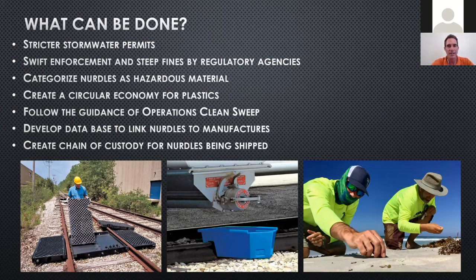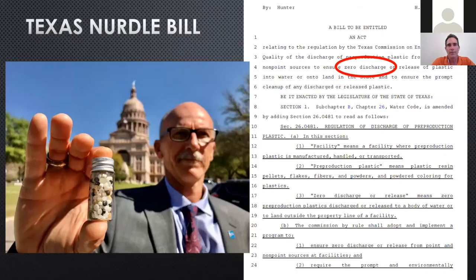And so, but the first step is getting these stormwater permits in a good position to where the regulatory agency can actually do something with them. And so in Texas, we came up with the Texas Nurdle bill that we submitted this last legislative session. And it didn't make it all the way through.